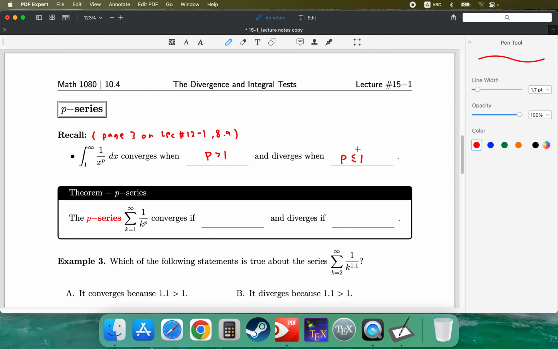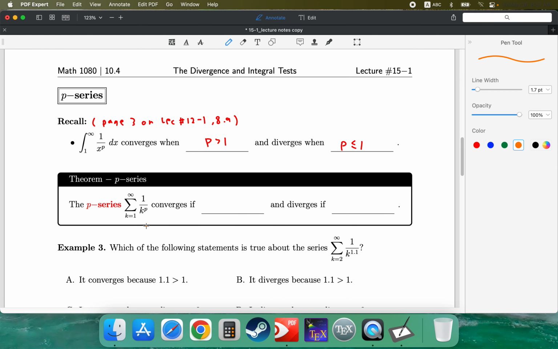Now when we talk about the series, we call it the P series. Notice that a P series has the form 1 over k to the pth power, and right here this power p is fixed. So basically we have the same result. The P series converges if p is greater than 1. The P series diverges if p is less than or equal to 1. So you can see that they are the same thing.